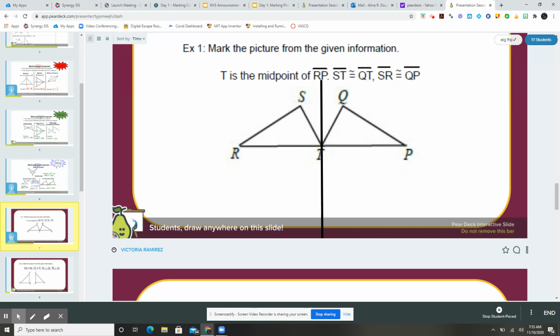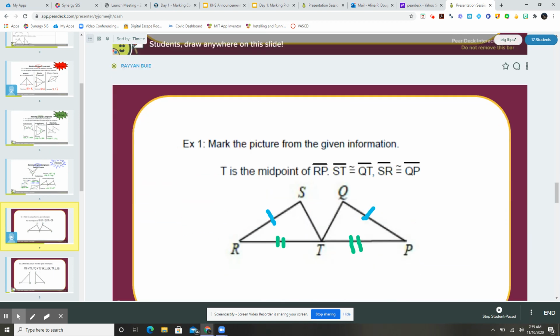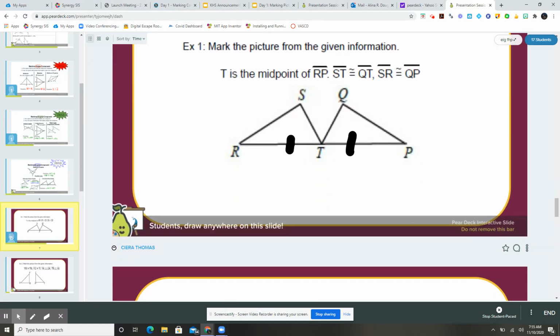It does look like there's a line of reflection, and sometimes that helps. You see which sides correspond to each other. So if you do 1 tick mark for RS, you need 1 tick mark for QP. That midpoint, 100%, means RT is congruent to TP.